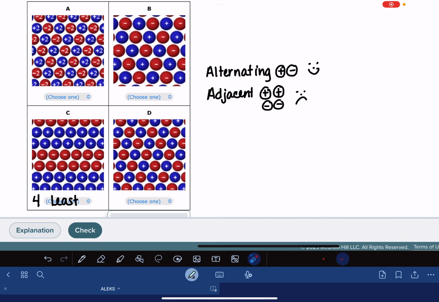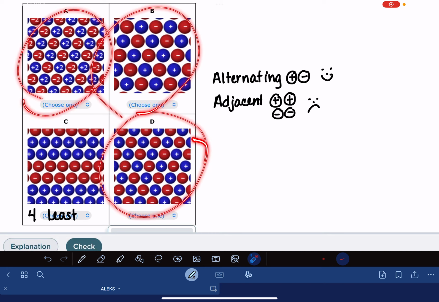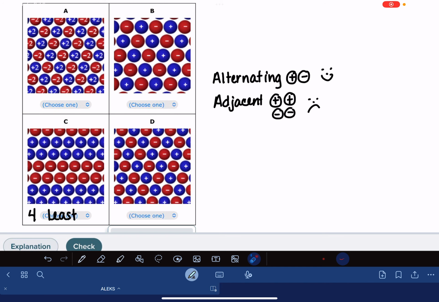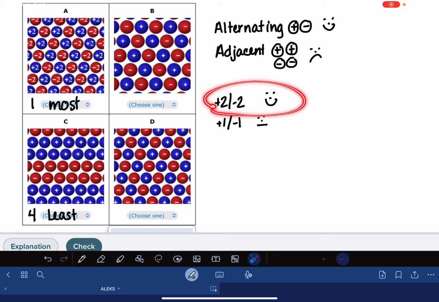So if we're dealing with a situation where I'm trying to distinguish which of these is better, they're all alternating. The one that has the higher magnitude of charge is definitely going to be the one that is the most stable. So this is going to be my most stable, and then we can kind of make a note of that. Plus 2 minus 2 is better than plus 1 minus 1. Plus 1 minus 1 isn't bad. I don't want to draw a frowny face. I'll just draw a whatever face.